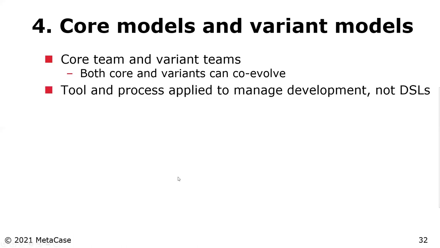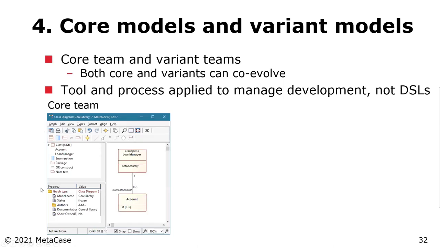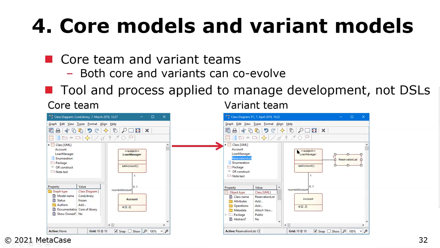So it could be that the language is the same, so there's no domain specificity at all. And here's an example, where the core team, in this example in banking, makes a model. This is just a small model to illustrate the idea: the core team makes a model and says that there's a loan manager that may have one or zero accounts. And then this is the core model, and then they give it to the variant team who makes one variation product and adds their own stuff, like, for example, reservation list information.